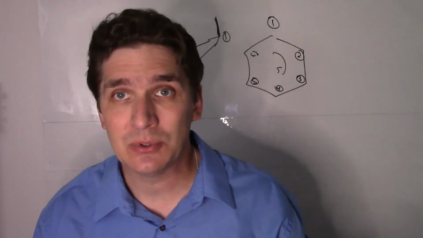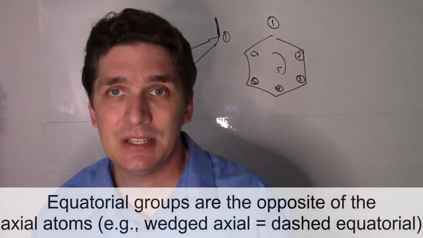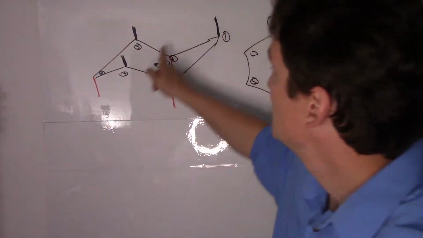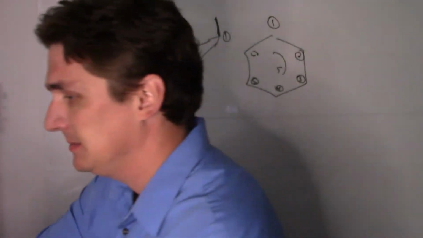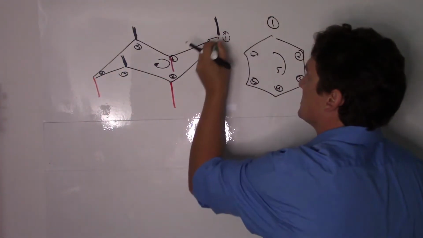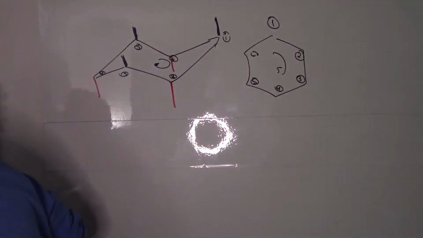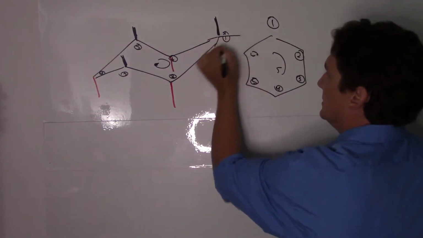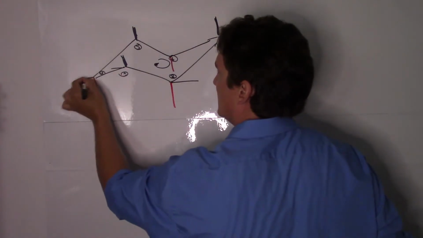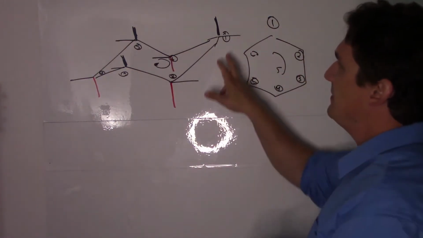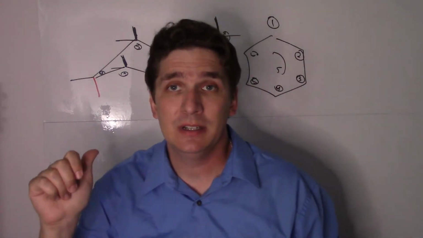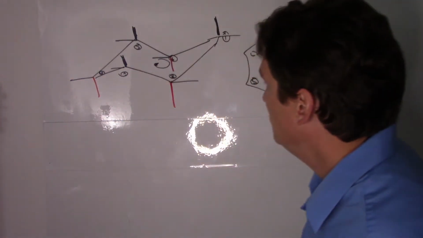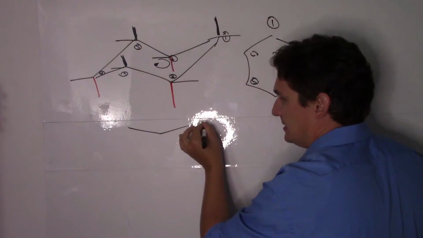Now I can define the equatorials. The equatorials will take the opposite of the axials, because you can't have 2 wedges, you either have to wedge or dash. So if we know that these are wedged, then go ahead and draw in the equatorials here. Oop, that pen's dead. Just going to go black. If I have an equatorial attached to an axial that's going up, it's going to get a dash. If I have an equatorial attached to an axial that's pointed down, it's going to get a wedge. So let's apply it.